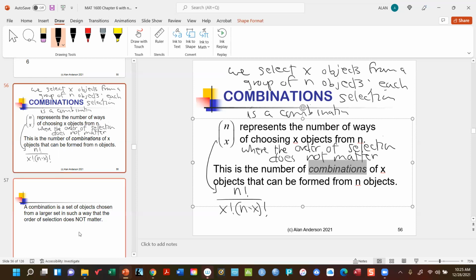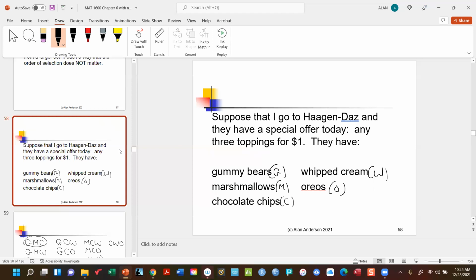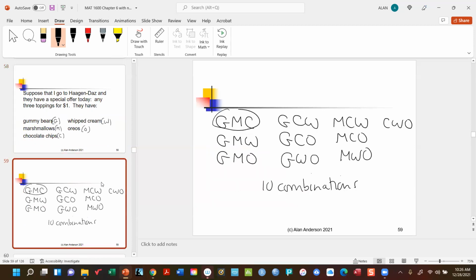As an example, we used toppings at Haagen-Dazs. I go into Haagen-Dazs, and I am allowed to choose 3 out of 5 toppings for my ice cream. There's no reason to think that the order in which I select them makes any difference. No matter how I select them, those 3 toppings will be poured on top of my ice cream, and that's what I'll be getting. So I wrote up a list of all the different ways I could choose 3 objects out of 5, and we discovered that there are 10 different choices you can have.